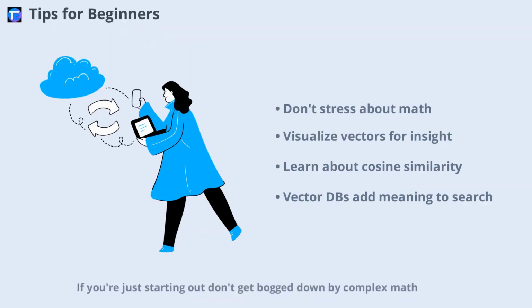If you're just starting out, don't get bogged down by complex math. Even a handful of examples will show you how vector search works. Visualize your vectors in 2D to see natural clusters form. If you're curious, read about cosine similarity, the distance measure most commonly used in vector search. Remember, vector databases don't replace your existing SQL or NoSQL databases. They add a new superpower, understanding meaning. Start early in your developer journey, and you'll see how modern apps become smarter and more intuitive.